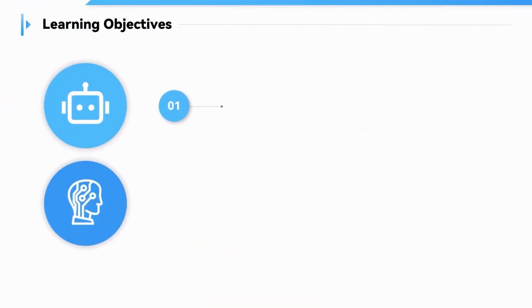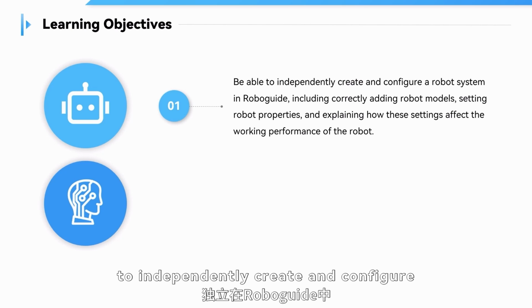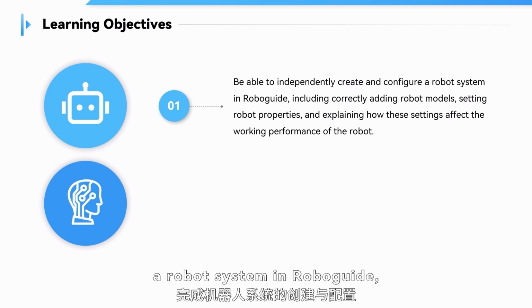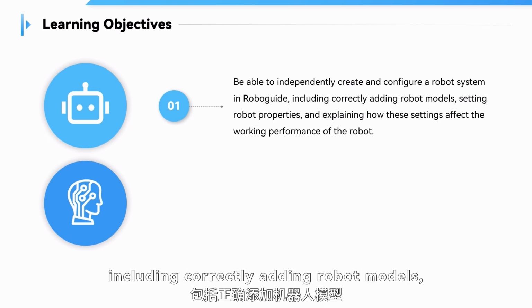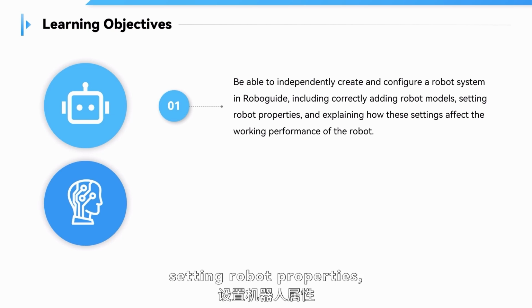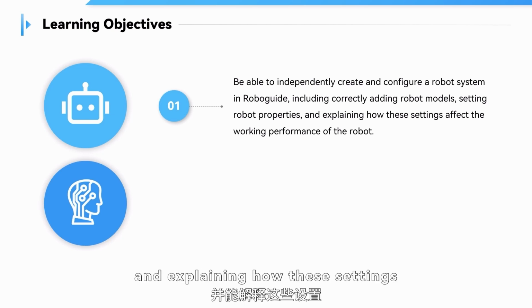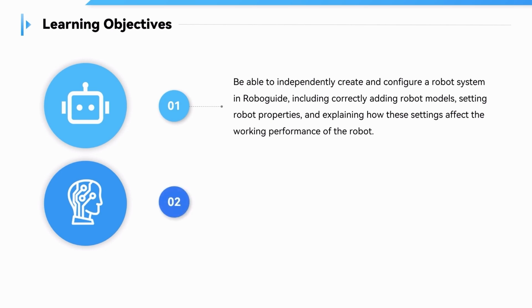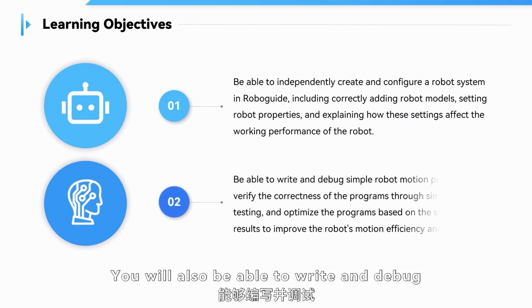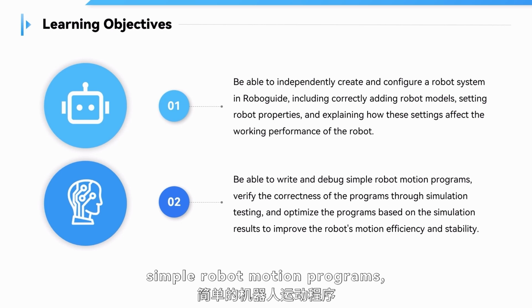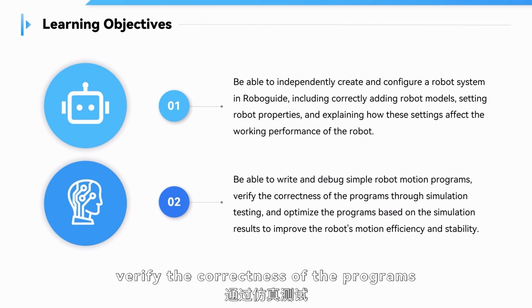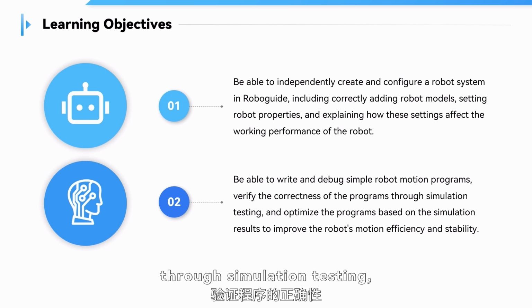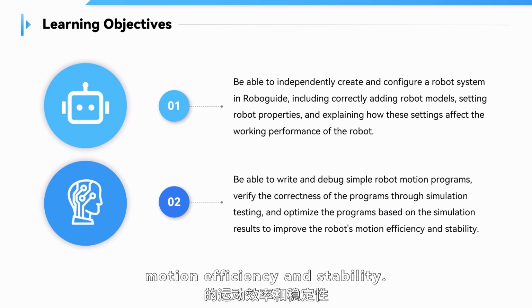After this lesson, I hope that you will be able to independently create and configure a robot system in RoboGuide, including correctly adding robot models, setting robot properties, and explaining how these settings affect the working performance of the robot. You will also be able to write and debug simple robot motion programs, verify the correctness of the programs through simulation testing, and optimize the programs based on the simulation results to improve the robot's motion efficiency and stability.